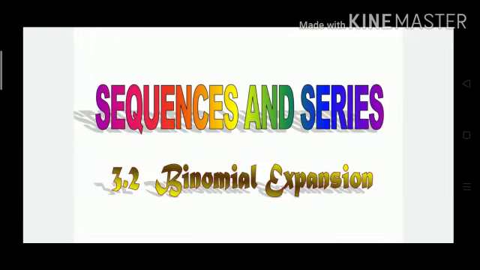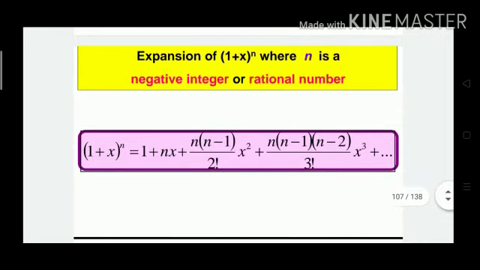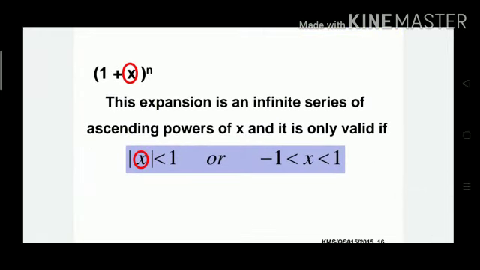Hi, in this video we are going to discuss the binomial expansion for (1 + x)^n, where n is a negative integer or a rational number. We have this formula: 1 + nx + n(n - 1)/2! x^2 + n(n - 1)(n - 2)/3! x^3 + and so on. This expression is an infinite series of ascending powers of x, and it is only valid if the absolute value of x is less than 1, or we can simplify: x is between -1 and 1.